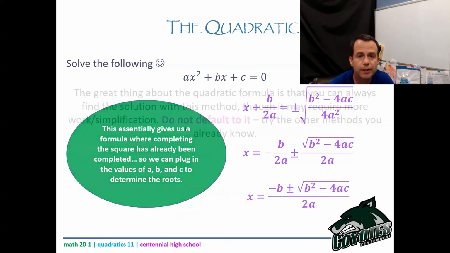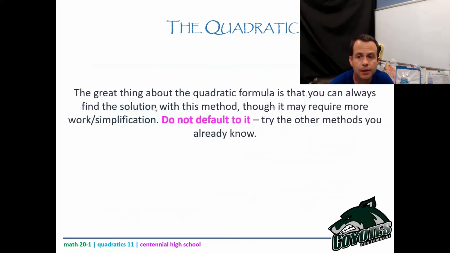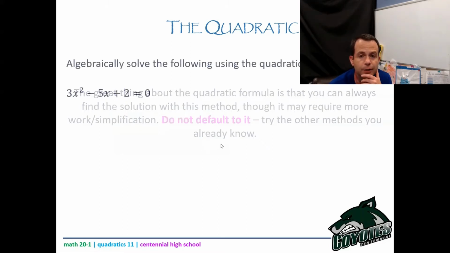Okay, so let's practice this a couple of times with the examples that you see in your book. The great thing about the quadratic formula is that you can always find the solution with this method, though it may require some more work or simplification. And we'll talk about some of that simplification as we go here in a minute. Do not default to the quadratic formula, okay? Try the other methods you already know first, and I just had already kind of given you that sermon.